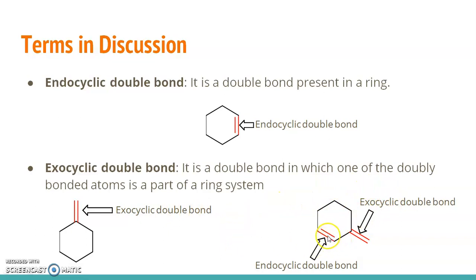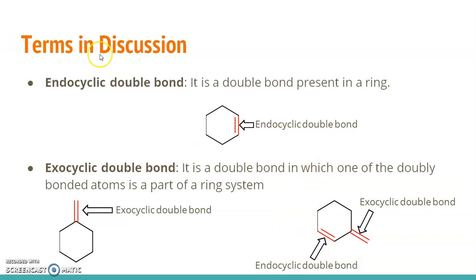There is one double bond inside the ring, and for the other double bond, one carbon atom is connected to the ring and one atom is not connected to the ring. So according to the previous definition, we call this bond an exocyclic double bond, and according to the endocyclic definition, this is the endocyclic double bond. So we have now understood what we mean by exocyclic and endocyclic double bonds.